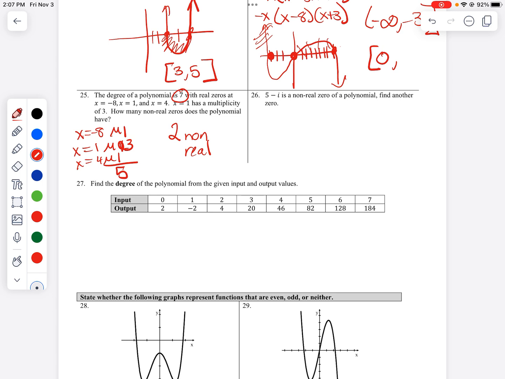5 minus i is a non-real zero. Find another. Well, they come in complex conjugates, so it's 5 plus i.